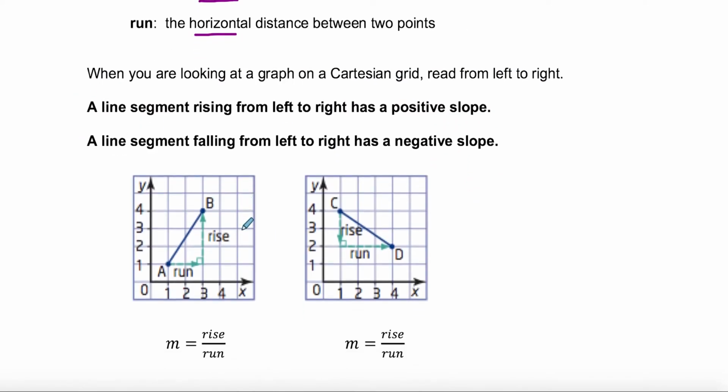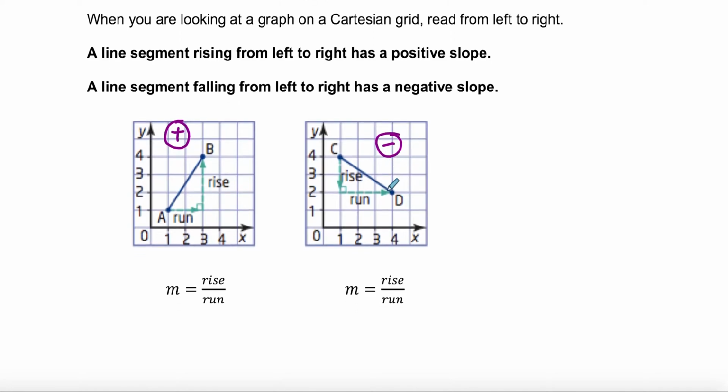When we're looking at a graph on our Cartesian grid, we read from left to right. So when I'm looking at this graph here on the left, I'm coming across reading like a book, and I'm going to hit A first, and from A it goes up. So this line here has a positive slope. When I look at this one on the right, I'm coming across reading like a book, and I come to C first, and from C to D the line actually goes down. So this line has a negative slope.